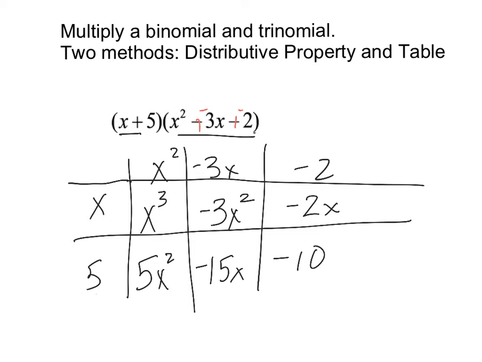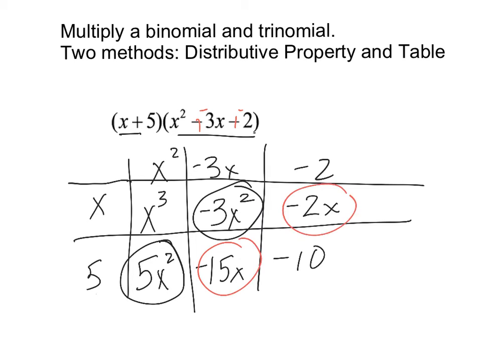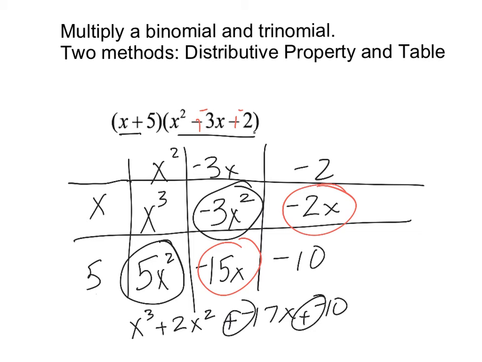I'm going to cheat a little bit, and I see common terms here, so I'm going to color them, and then I'll just add them at the same time. So I have x to the third power plus 5x squared plus negative 3x squared, so that's 2x squared, plus negative 17x plus negative 10. Next, I'm going to rewrite it so it's pretty. x to the third power plus 2x squared minus 17x minus 10. I got the same answer.